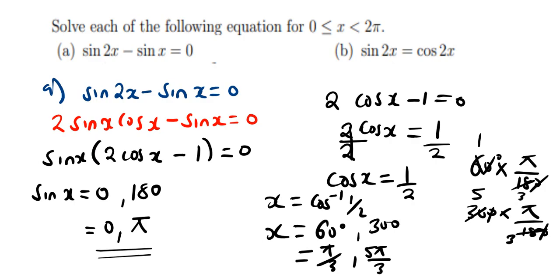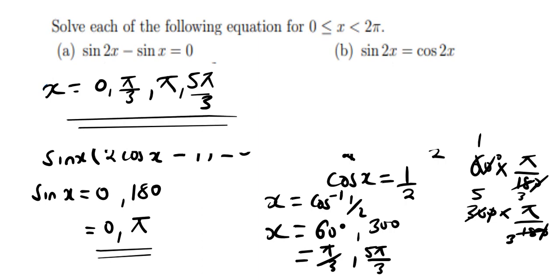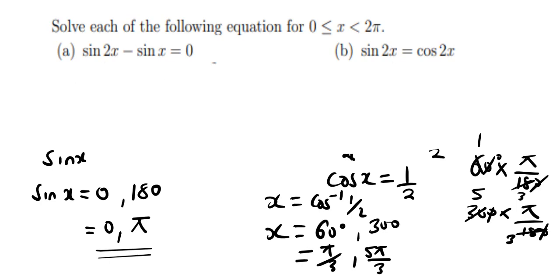So the solutions for x are x equals 0, then which comes next? From 0, we're going to say pi over 3, that is 60. Then you put them in order. Then pi, that follows, pi is 180. Then the last one, which is 300, is 5 pi over 3. So these will be the solutions for x. That's how you're going to solve the first one.